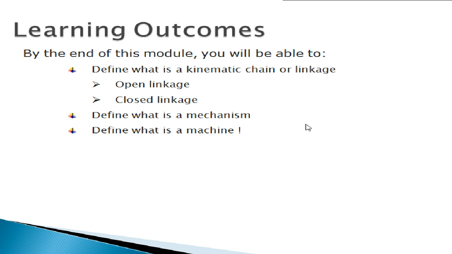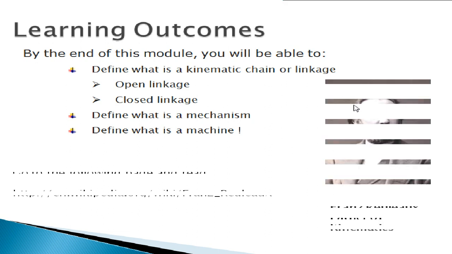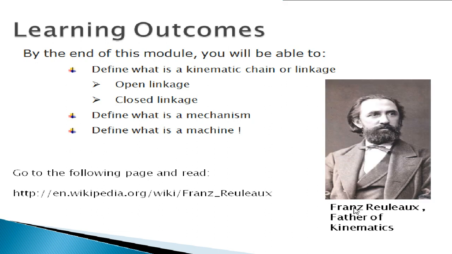These topics were perhaps introduced by a famous person whose photograph is shown over here. His name is Franz Reuleaux. In fact, he is the person who for the first time defined or classified kinematic pairs into lower pair and higher pair. He has developed a very systematic and simple notation for representing kinematics of machines, and thus he is called the father of kinematics.